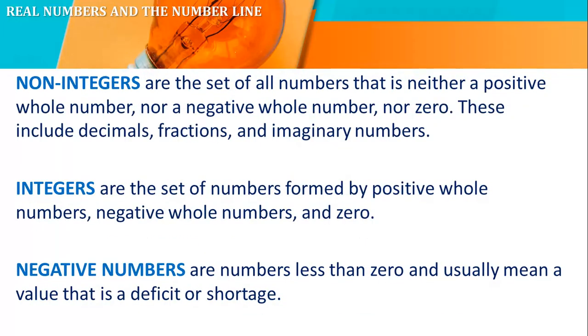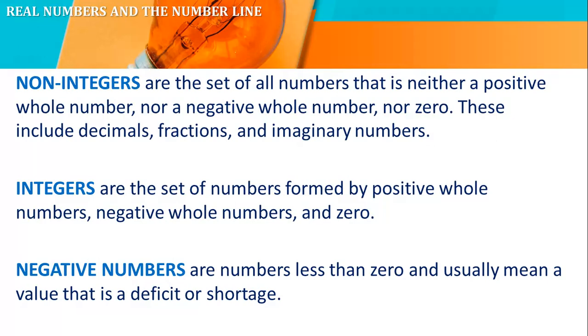Next. When you say non-integers naman, those are set of all numbers that is neither a positive whole number nor a negative whole number nor zero. So, hindi nga siya whole number, hindi rin siya negative whole number, at hindi rin siya zero. So, yun yung mga pwedeng decimals, pwedeng fractions, or imaginary numbers. So, yun yung tinatawag natin na non-integers. Then when you say integers naman, those are set of numbers formed by positive whole numbers, negative whole numbers, including the zero.